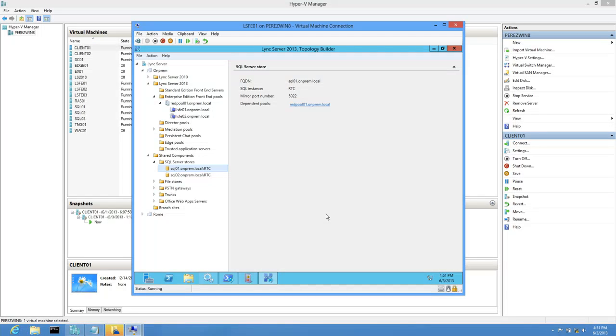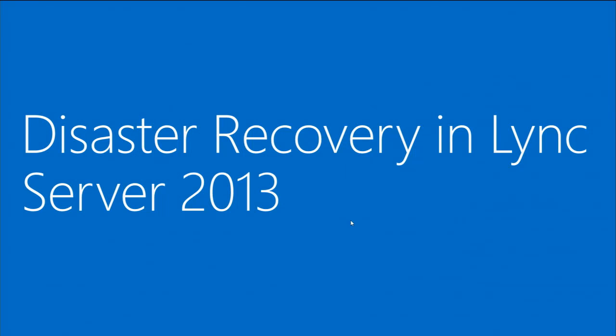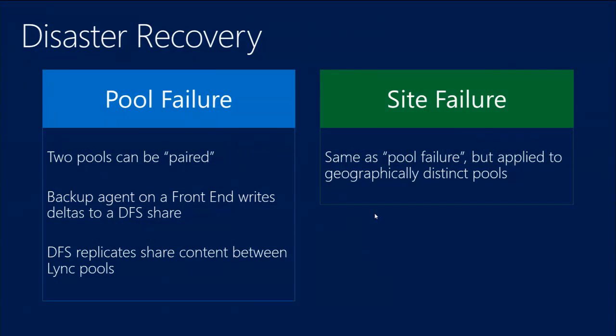Because here in Topology Builder, while we're doing this very quick SQL mirroring, we can also enable DR. So DR, disaster recovery in Lync Server 2013. We cover two specific scenarios, pool failure and site failure. In pool failure, you're in a data center, if you will. You have some opportunity to maybe use other servers, but no, the entire pool is down.